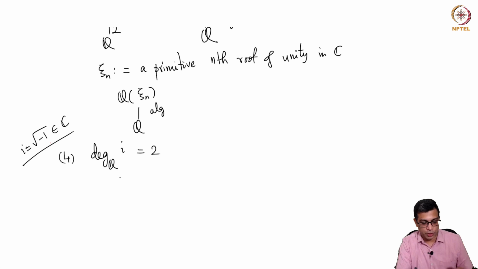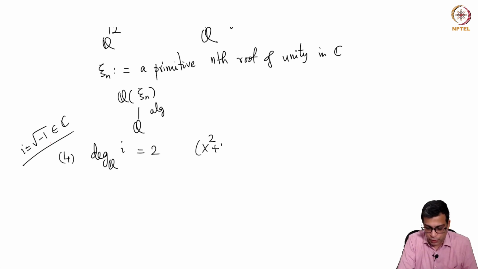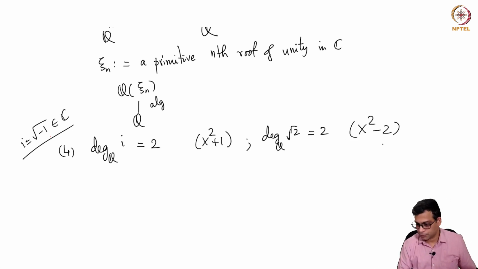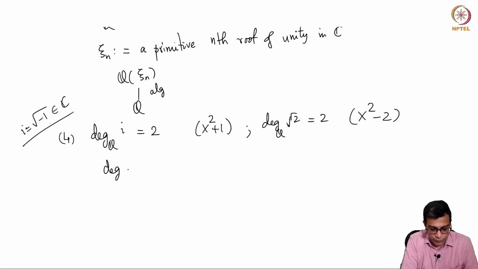Degree is clearly 2 because the irreducible polynomial here is x square plus 1. What about the degree of root 2 over Q? This is also 2, right? Here the irreducible polynomial is x square minus 2. What is the degree of root 2 over R?